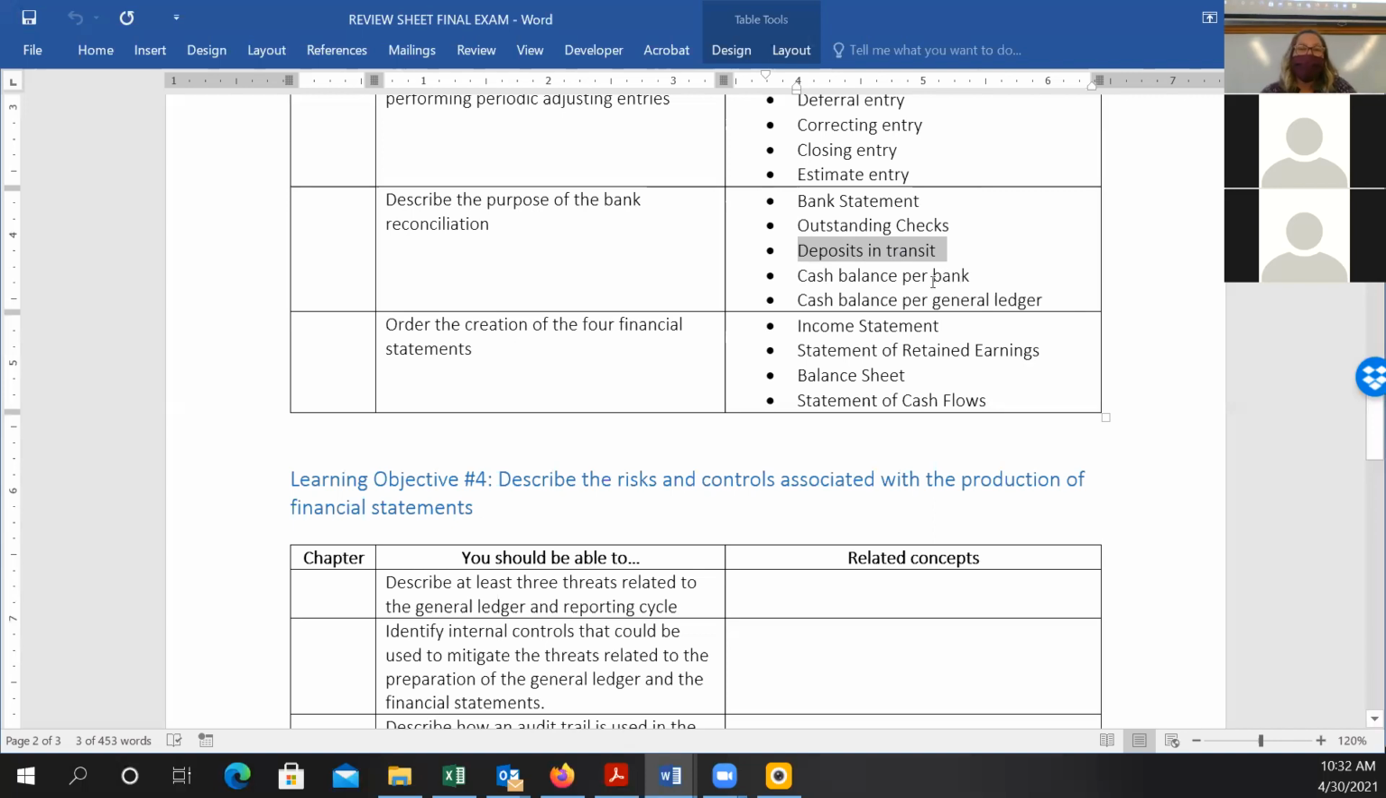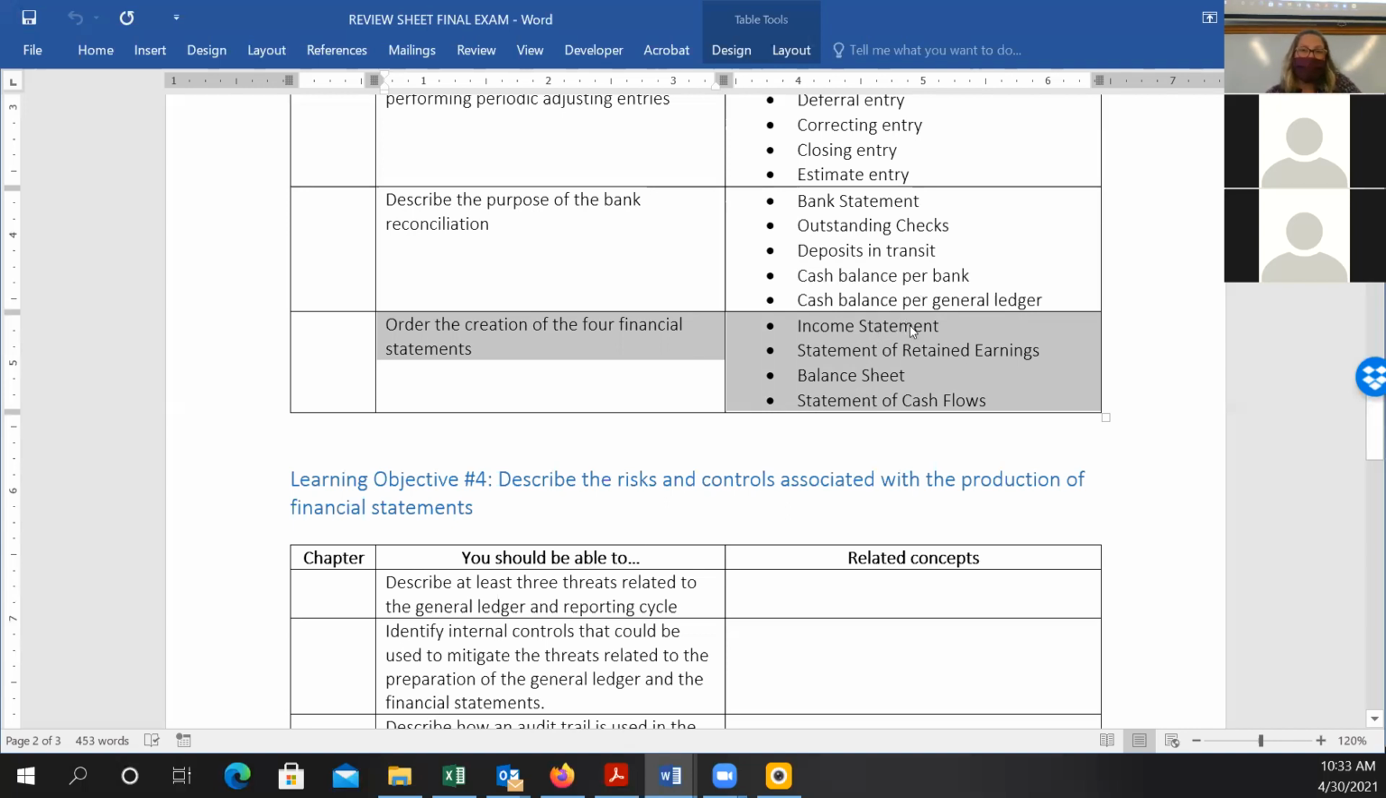And then use these two primary figures to reconcile one to the other. And then this, order the creation of the 4 financial statements. You did see this, we had this question on the very first exam. You have to prepare the 4 financial statements in a specific order.